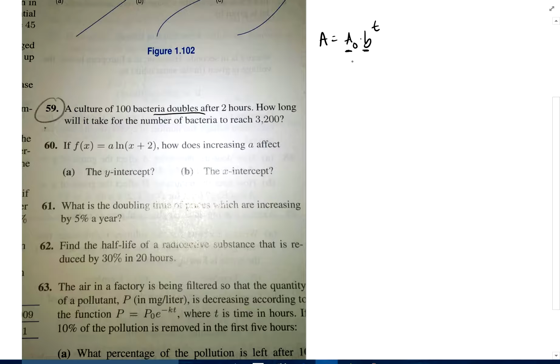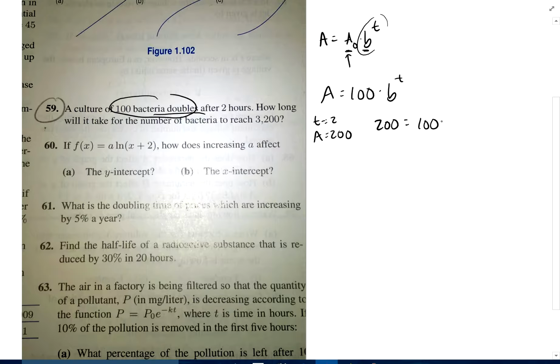We've got a culture of 100 bacteria. That's my initial amount, because when T is 0, it starts with 100. So A0 would be 100. So the amount of bacteria is 100 times B to the T, and I know it doubles after 2 hours. So if T is 2, A is 200. So I have 200 equals 100 times B squared. So 2 equals B squared, so B would be the square root of 2. So I've got my formula: A is 100 times square root of 2 to the T. That's my formula for the amount of bacteria at any time T.